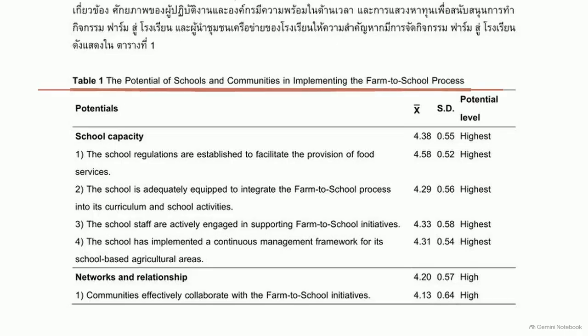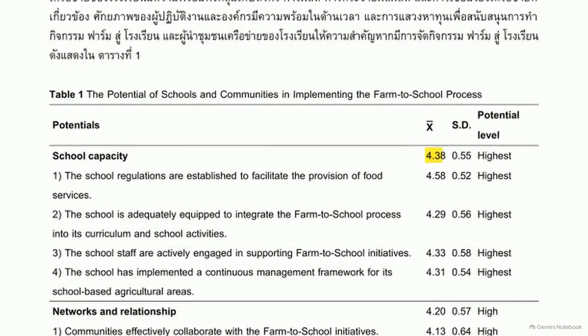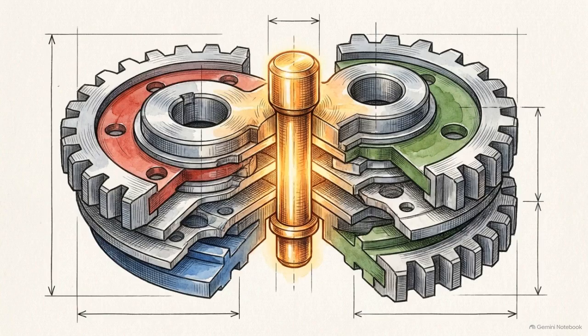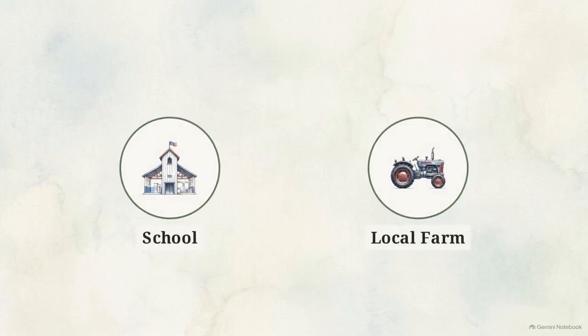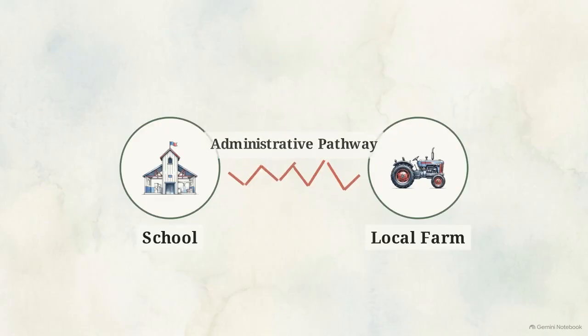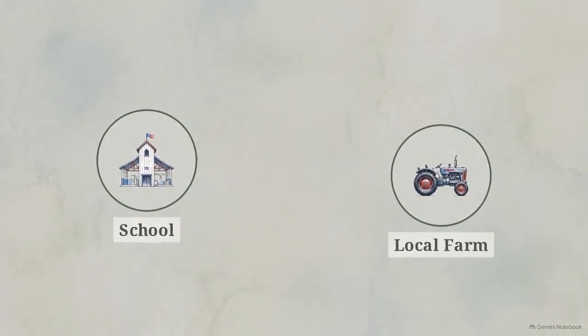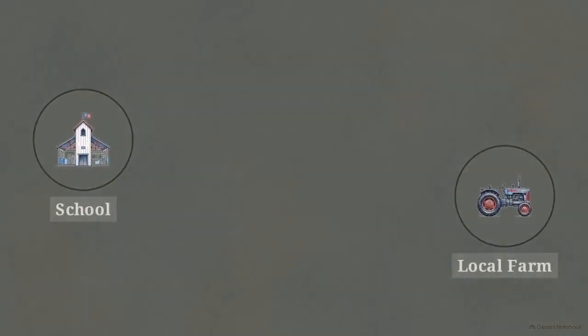This table displays readiness metrics evaluated before the program. Under school capacity, overall readiness scored an exceptionally high 4.38 out of 5. Within that, regulations for food services scored 4.58, making it the most prepared element. This specific regulatory metric is the structural linchpin of the operation. The school requires flexible procurement policies, allowing it to purchase ingredients directly from small-scale local farmers. Without that administrative pathway, the economic integration between the cafeteria and the community collapses entirely.